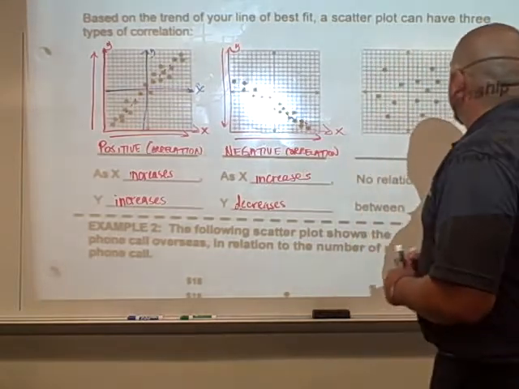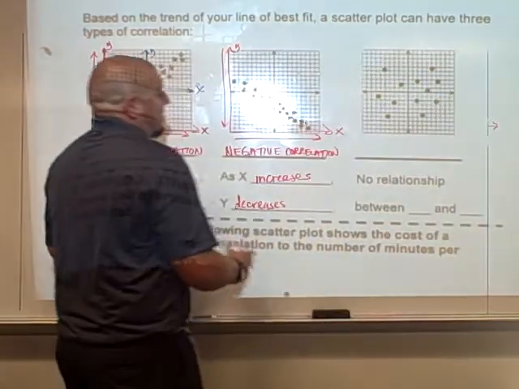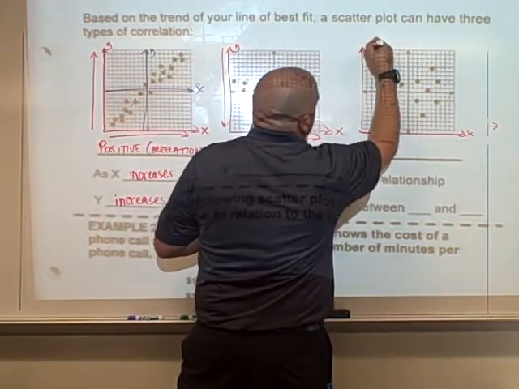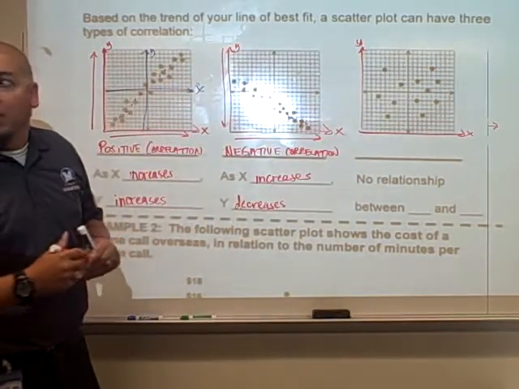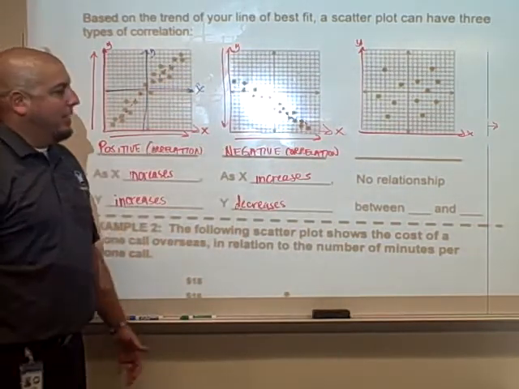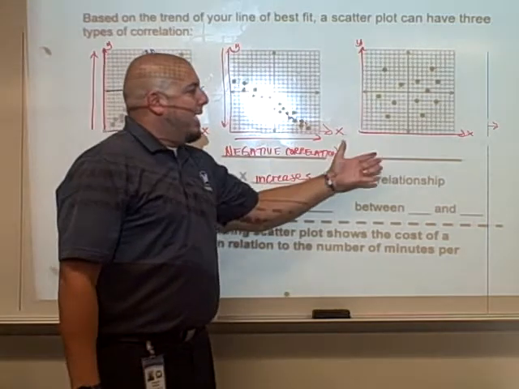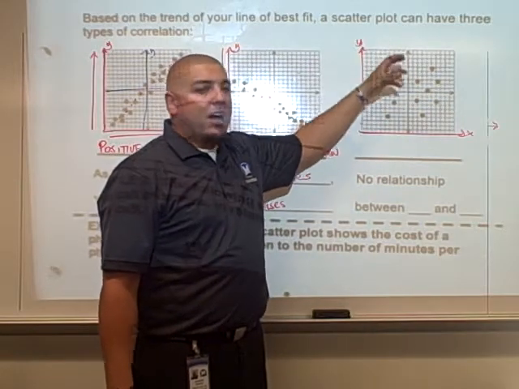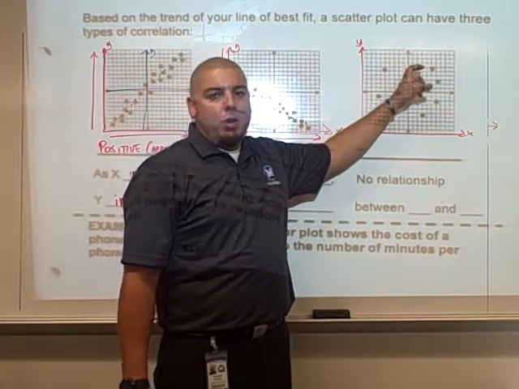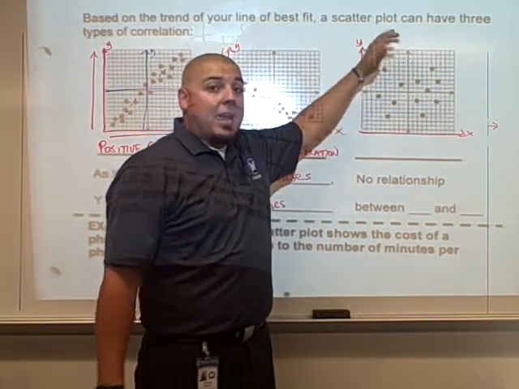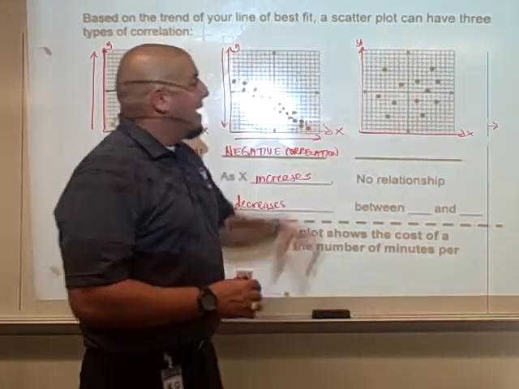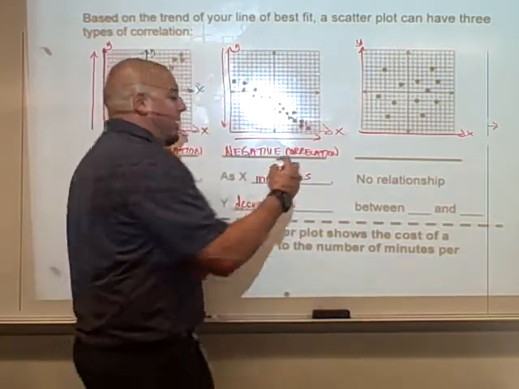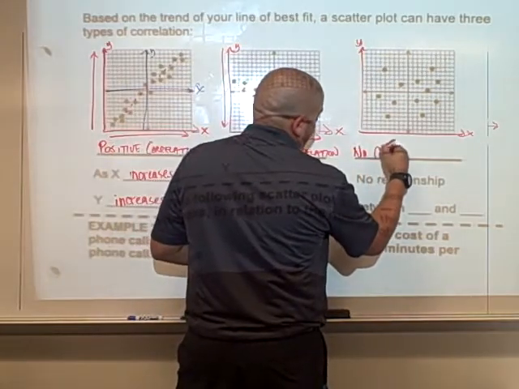All right, and finally, let's look at the last one. Since I've created an x and y axis on all these, I'm going to do the same thing here, just to help you visualize this. You don't have to do this on your paper, but if you want to, that's fine. Now, what's happening here? Do the dots go up? Do the dots go down? No, they're all over the place. They're scattered. You can't tell if they're going up or down. So in a case like this, where you can't clearly see a positive or a negative trend, you would call this no correlation.